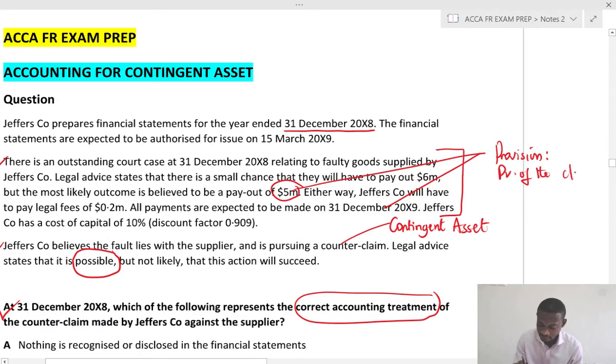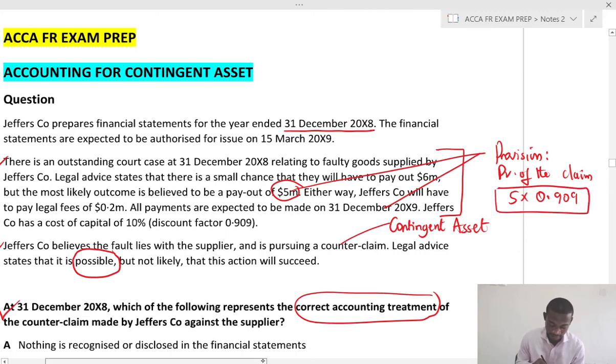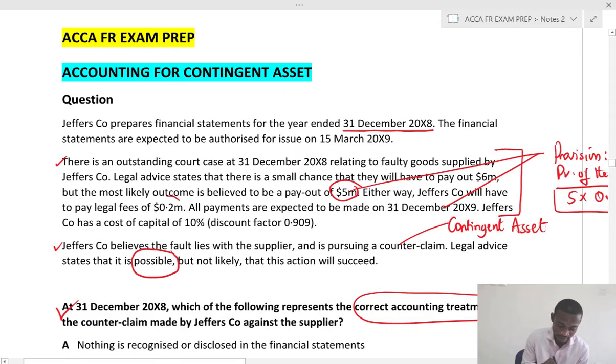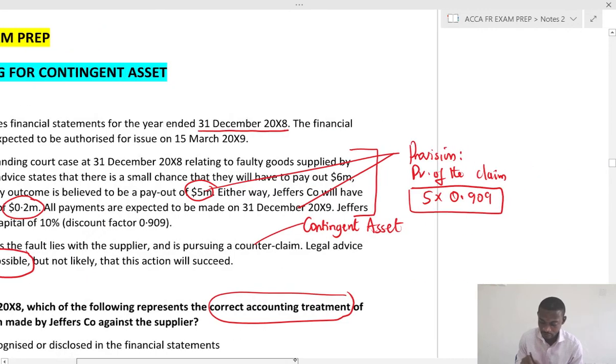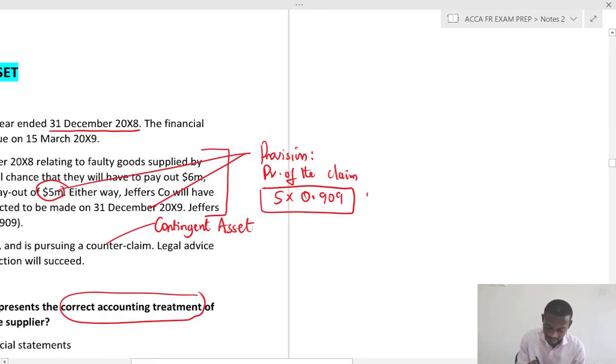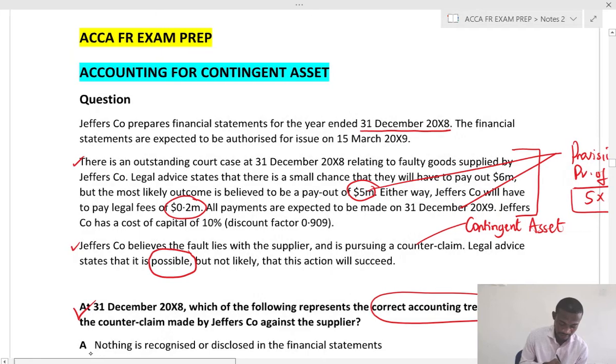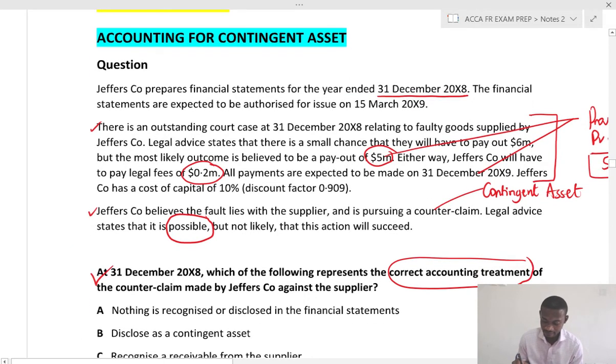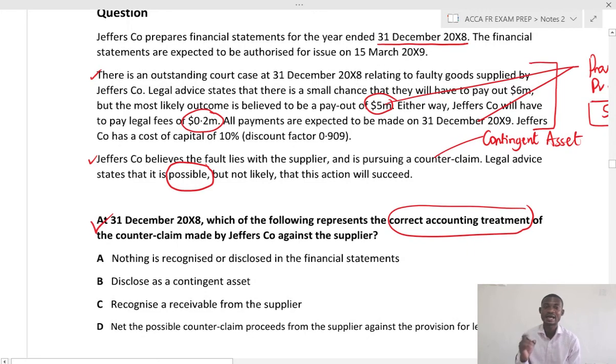So the present value of the claim will be the 5 million times the 0.909, because it is 1 year away. So this will represent the present value of that provision. And in addition, the cost they will incur paying the legal fees. So the present value plus the legal fees of 0.2 million would become how much provision they would have to account for, and that becomes a liability. But that is not the case we are looking at here. The case is surrounding the counterclaim that Jeffers Co. is making, which becomes a contingent asset.